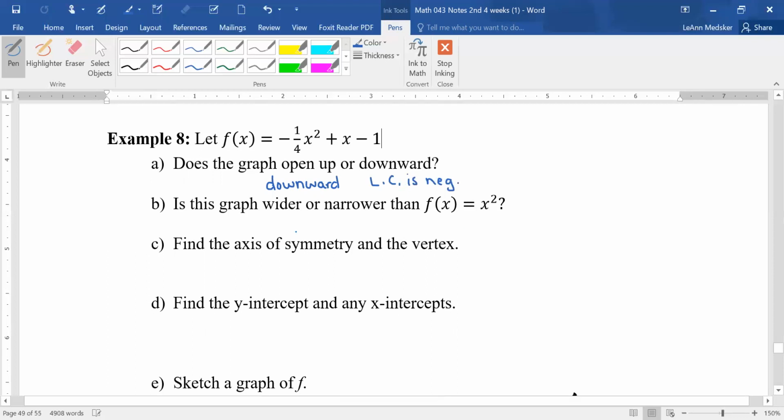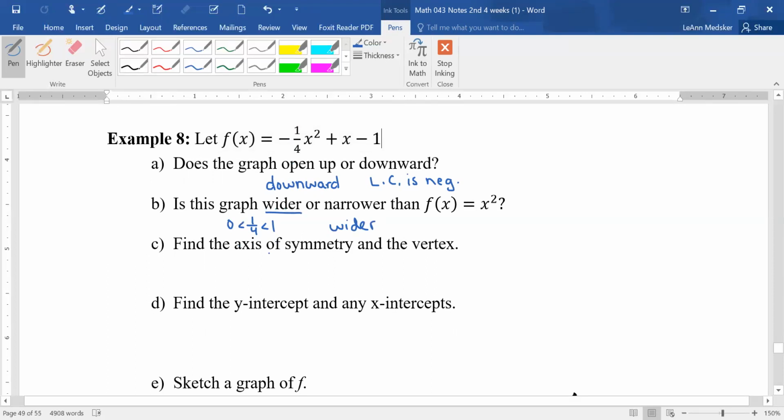Okay. Is the graph wider or narrower? That has to do with the number in front, not the negative sign. So 1/4 is between 0 and 1. Anytime the number is between 0 and 1, you're actually going to have a graph that is wider. If it had been like 5 or 6, which is greater than 1, then we would have been narrower.